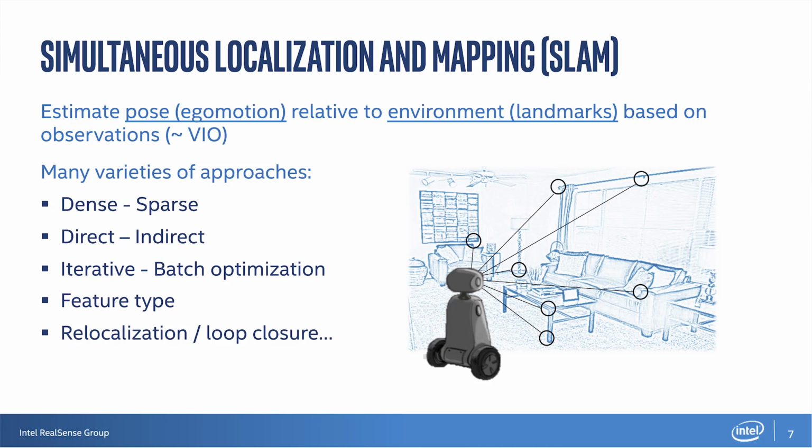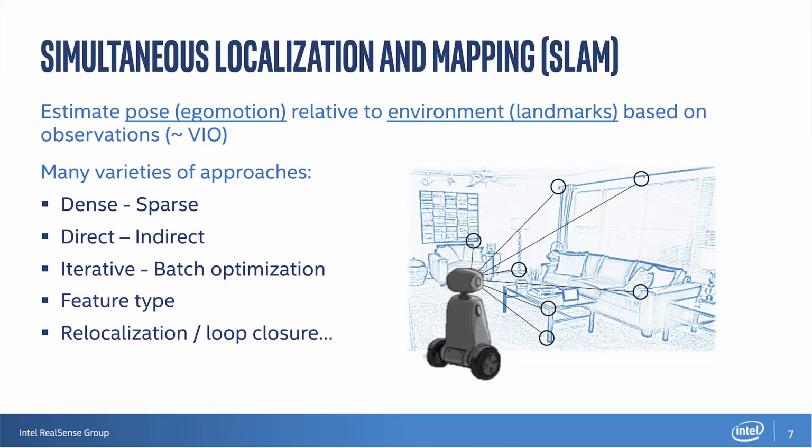robot over time. And there exists a wide range of different approaches, ranging from dense to sparse, depending on the number of features that are used, direct, using the pixel values, to indirect feature descriptors of some of the image regions. Since it's an estimation problem, iterative techniques are used, such as Kalman filter or batch optimization as bundle adjustment over a limited time horizon, a limited window.